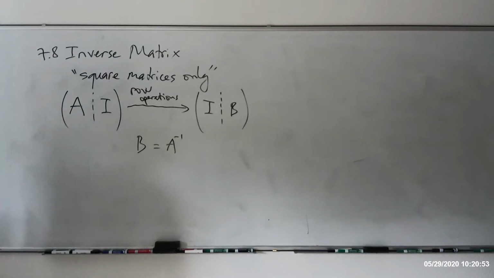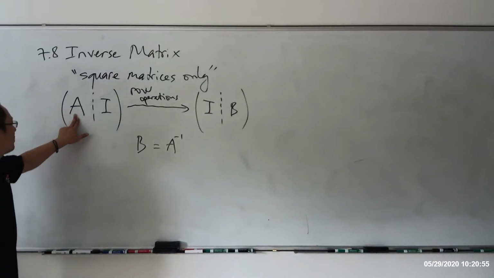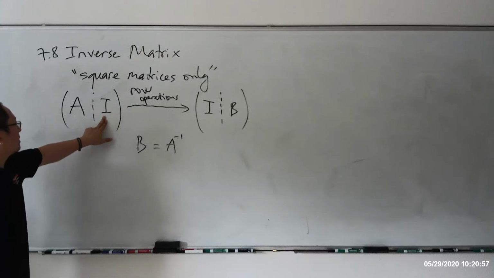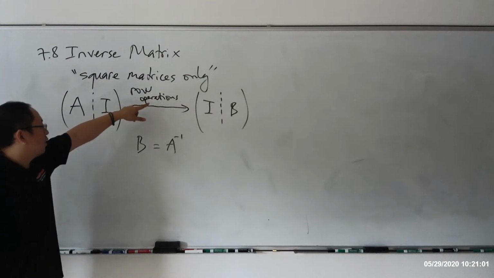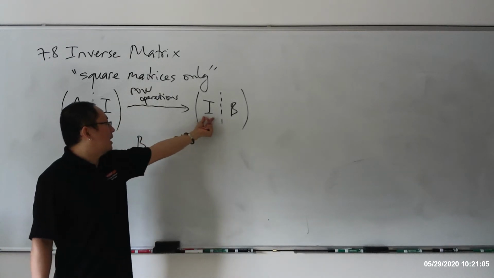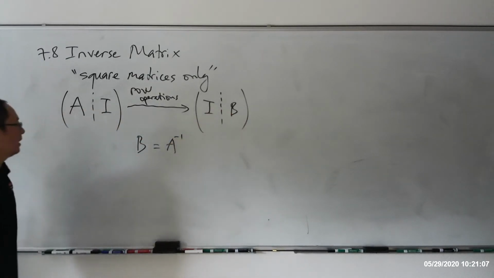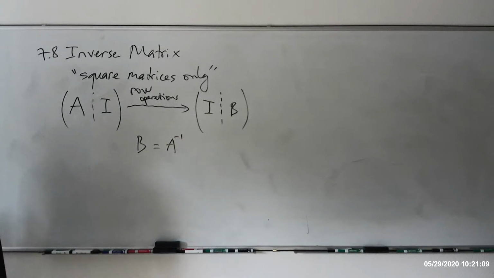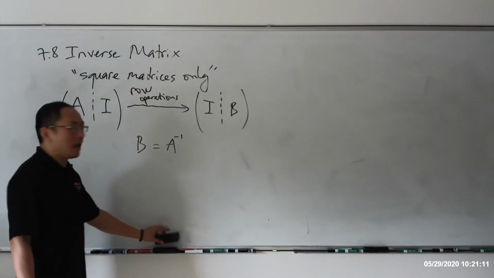Okay. One more time, you have a matrix A, a square matrix. You're going to write the identity matrix right next to it on the right hand side. And you're going to do a bunch of row operations. You make the first half of the matrix become the identity. And the second half B is going to be the inverse of A. And let me give you an example to clarify what I'm just saying.